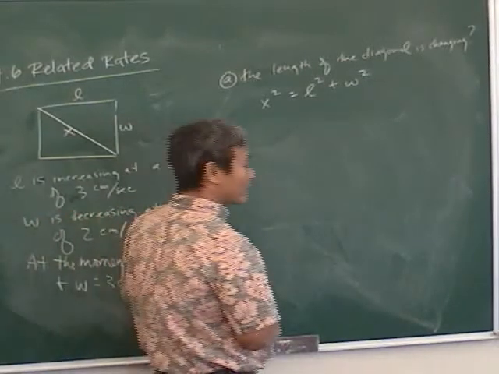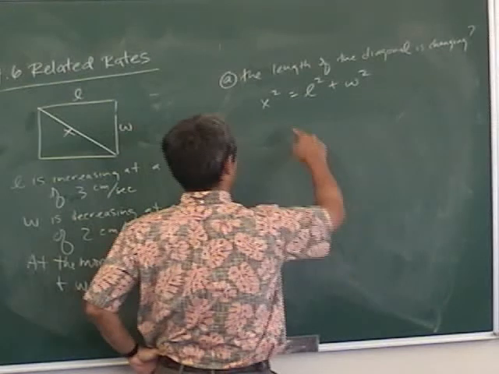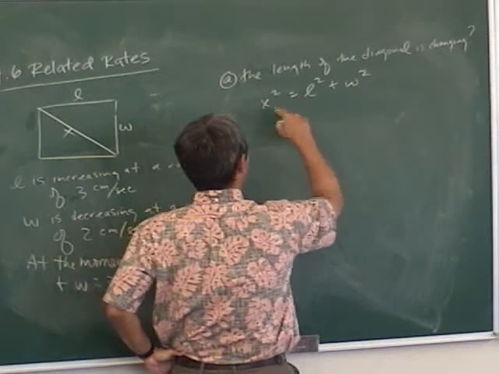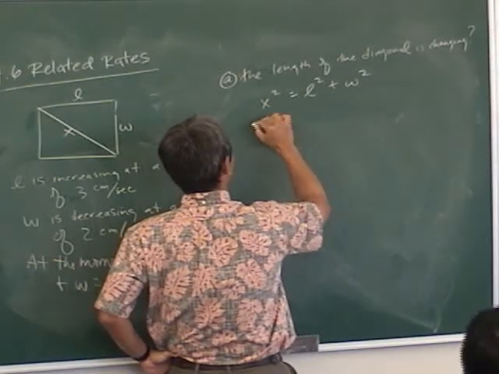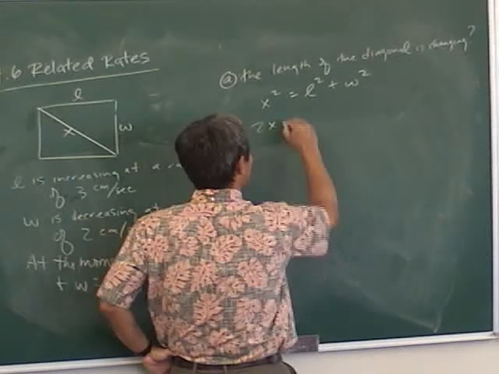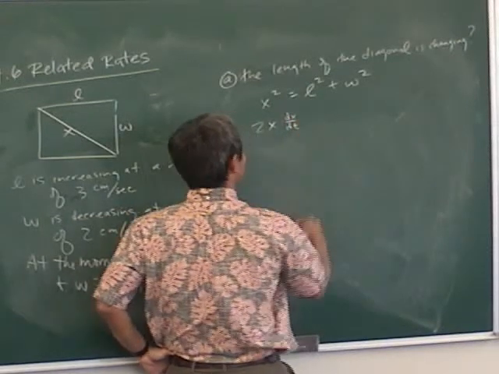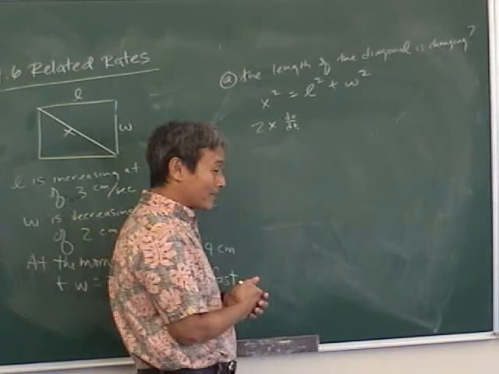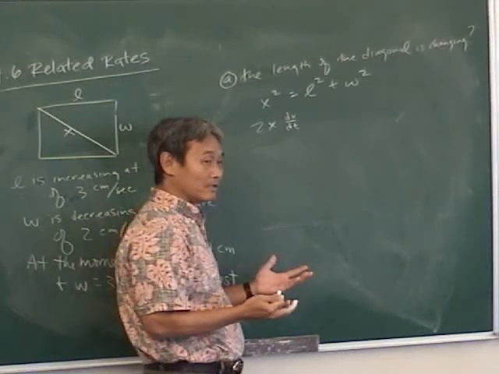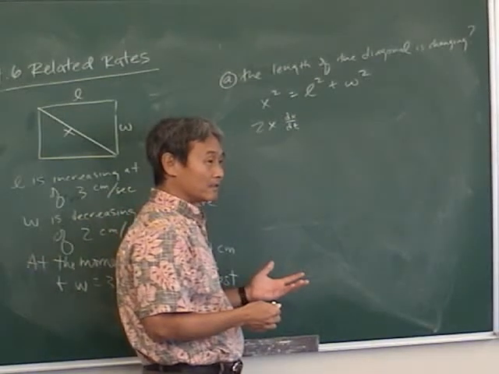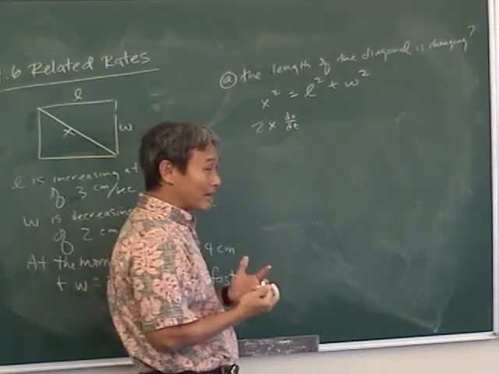Okay, take the derivative of this with respect to time. I see x squared. 2x to the first times the derivative of x. The derivative of x with respect to time is simply dx/dt. You get it? Time is our independent variable now.